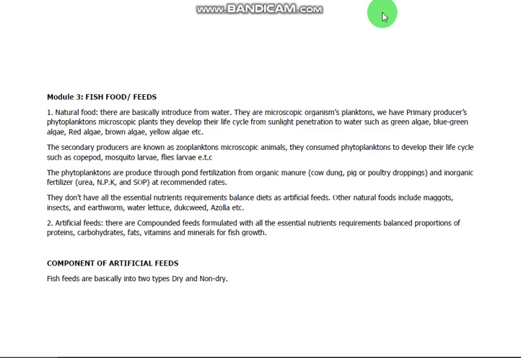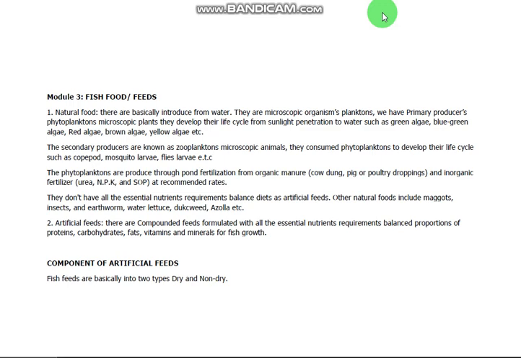So the next one, they don't have all the essential nutrient requirements for balancing their diet, and that's why you have artificial feeds. But then you have to be able to improvise when you are talking about feed technology. You must be able to improvise so that you can have maximum yield, maximum production.